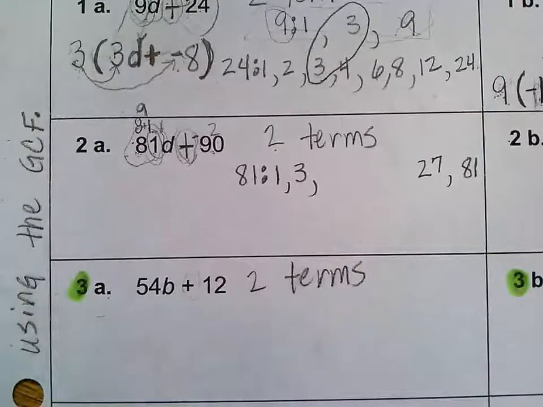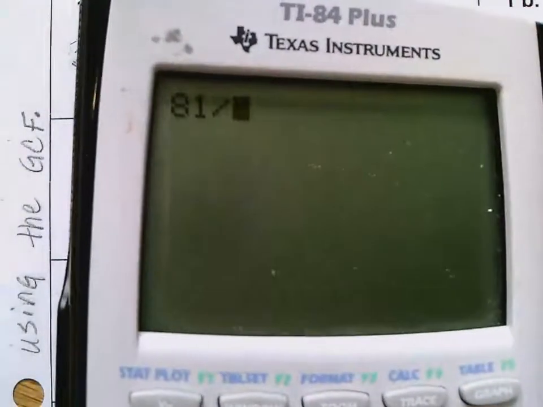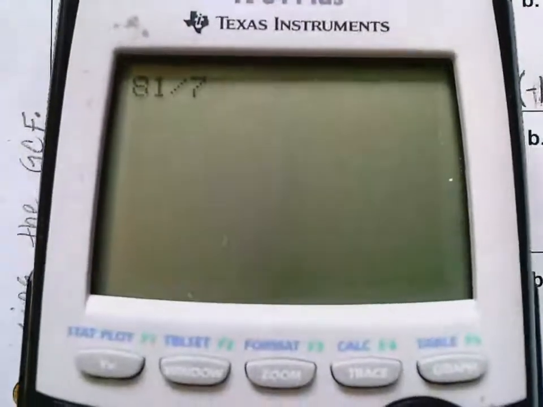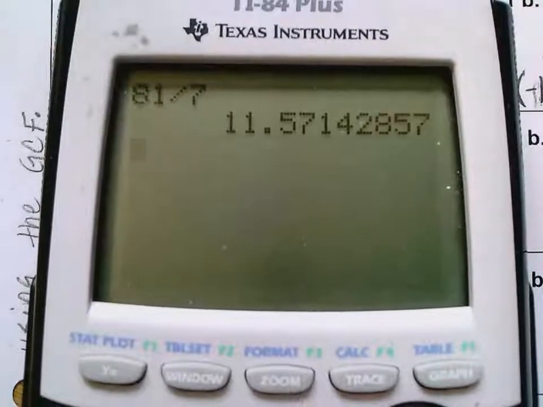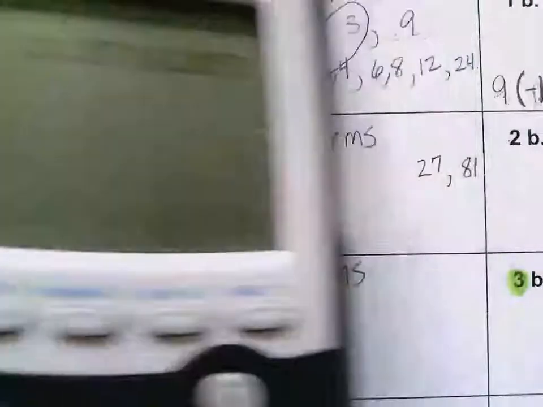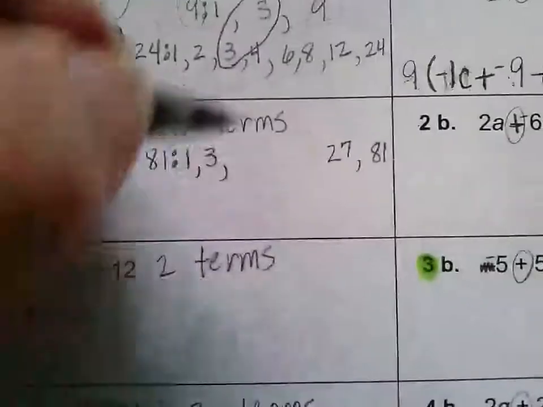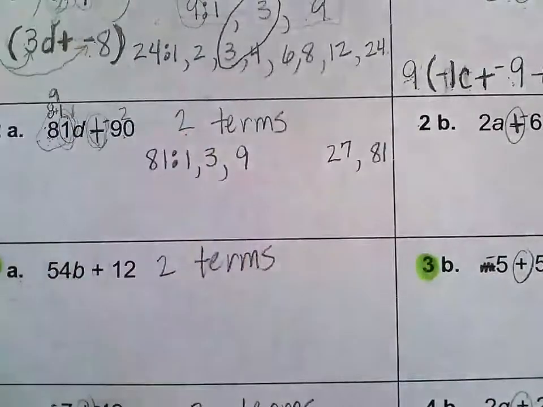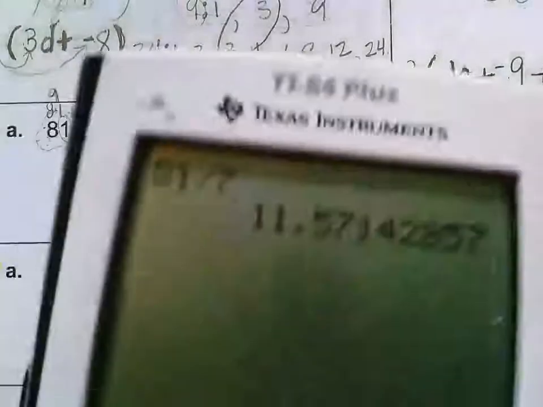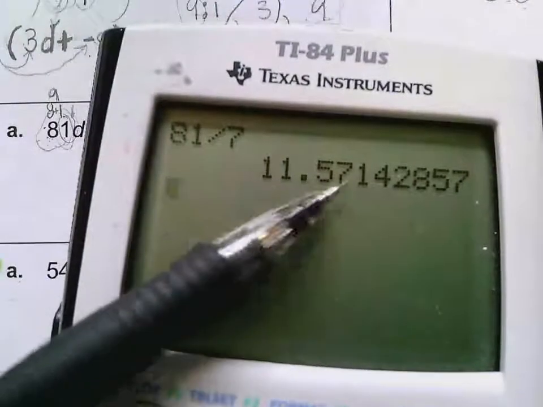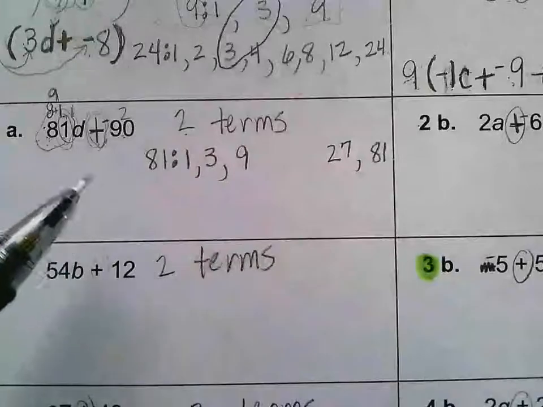I'm not sure. So again, I would just take 81 divided by 7 and see if I come up with a whole number. Nope, not going to work. Is 8? No. 9? Yes. 10? No. 11? No. I just saw that 11 point something times 7 gives me that. 12?